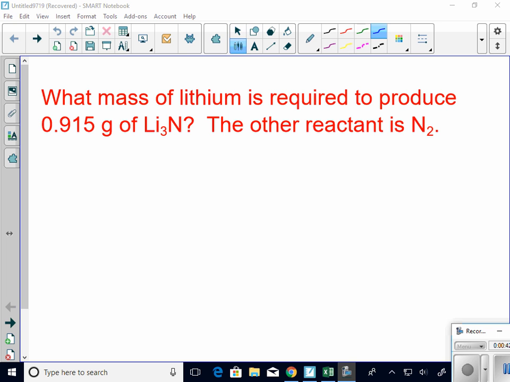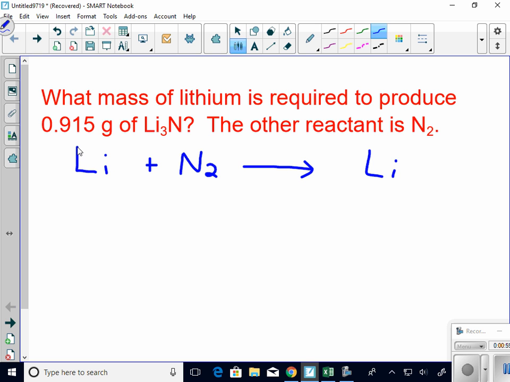Well, I have lithium. Lithium is reacting with diatomic nitrogen. It is forming lithium nitride. So this is a combination reaction. Is this balanced now? No. So I need to go through and balance the equation.